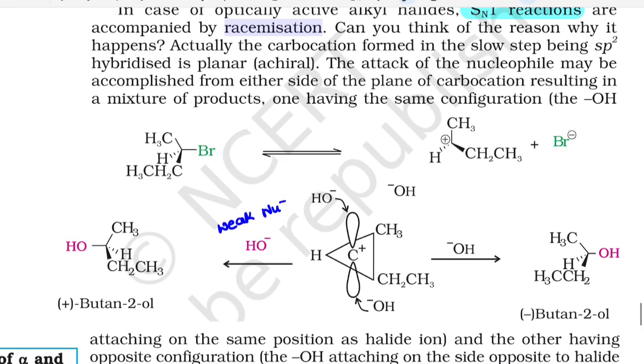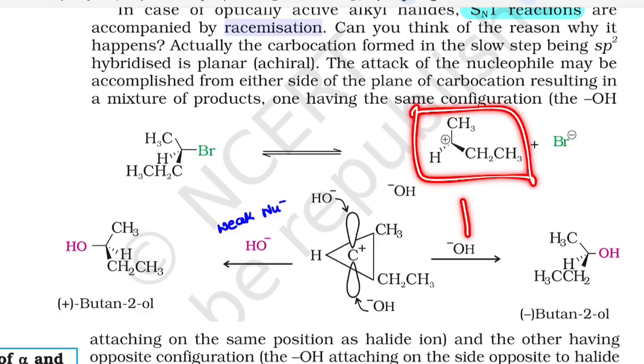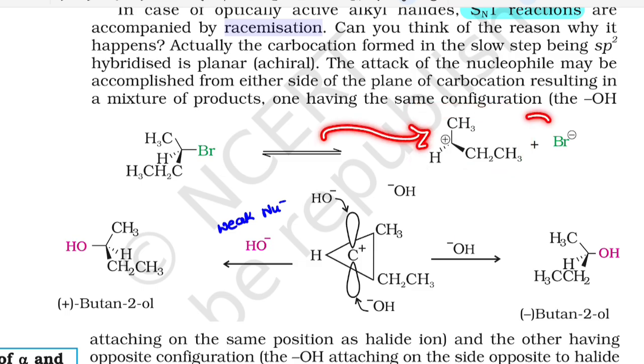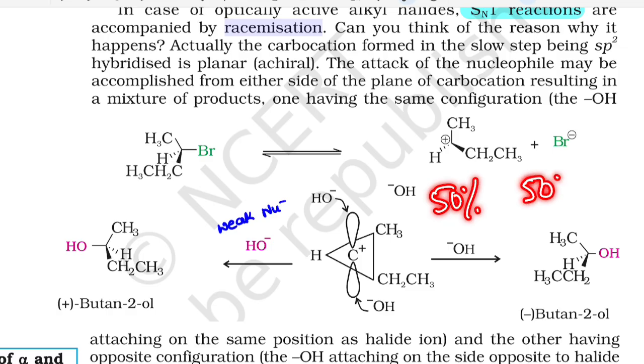in SN1 mechanism, you know that a carbocation will be formed. The carbocation is planar in nature. Therefore, you can see the nucleophile can attack from behind or it can attack from the front side. Since some will attack from the back and some from the front, you can see 50% of one compound and 50% of the other configuration. Because of that, a racemic mixture will be formed.